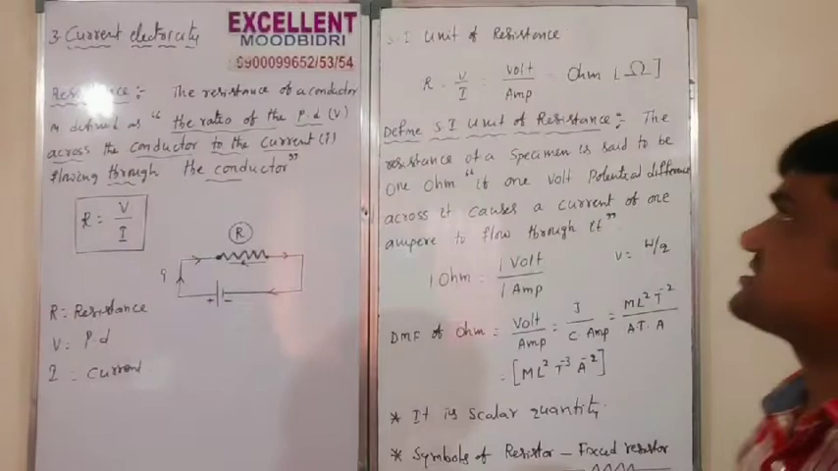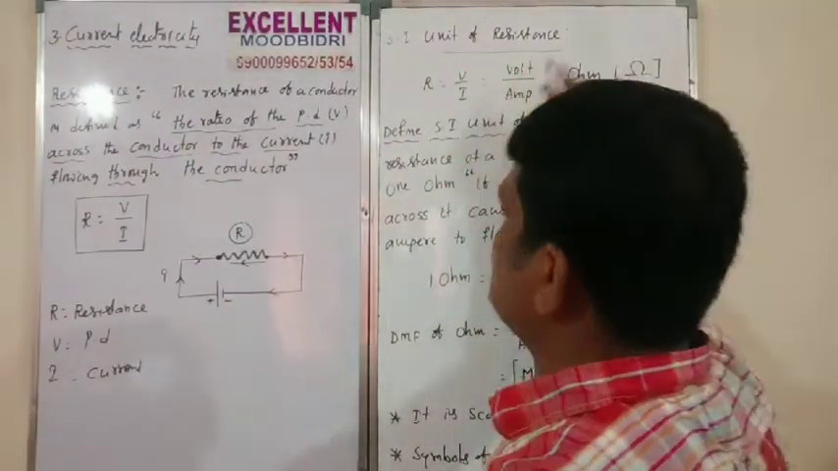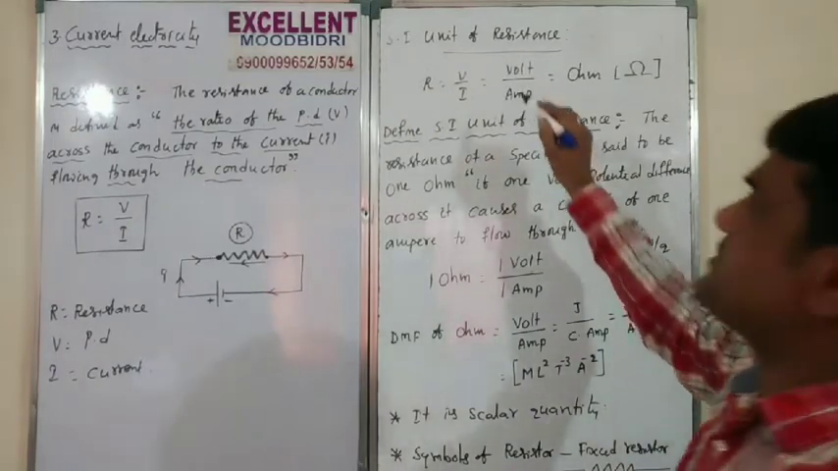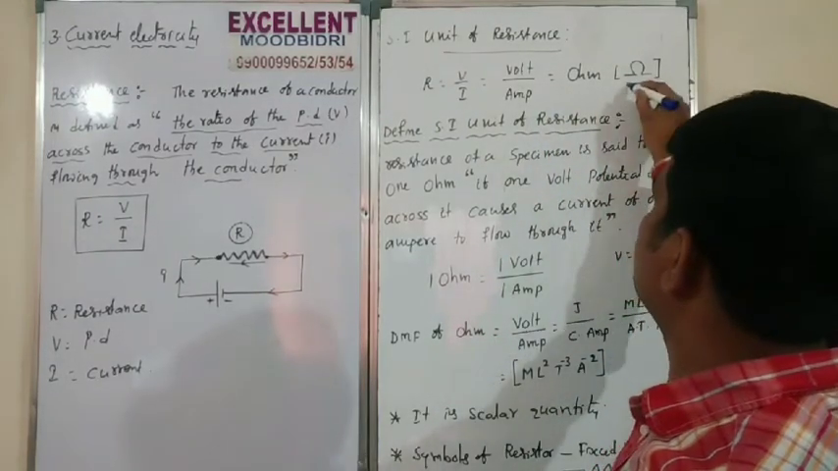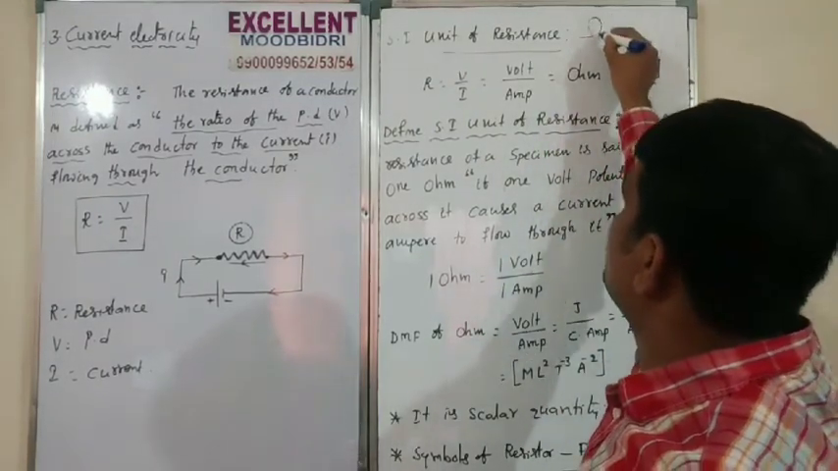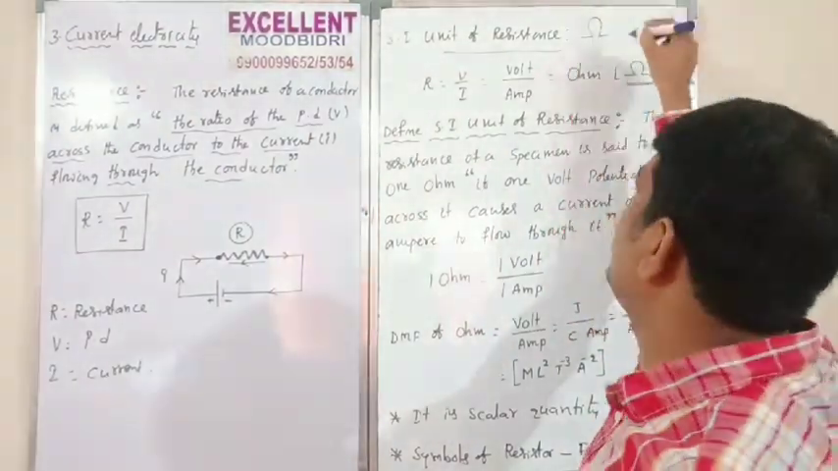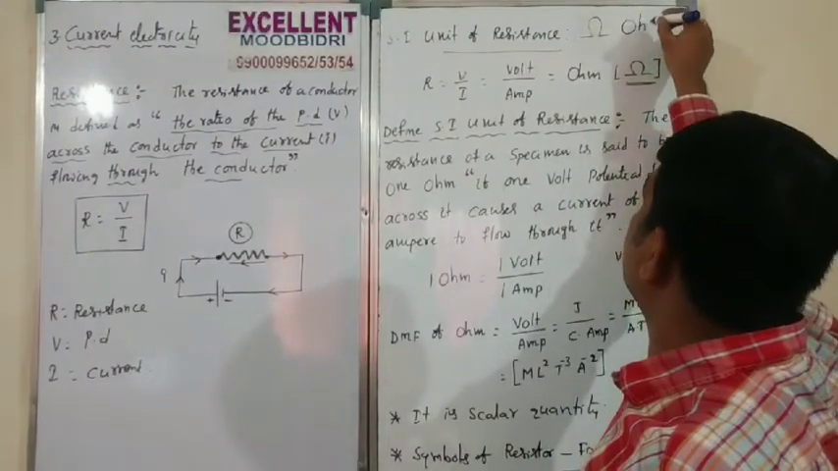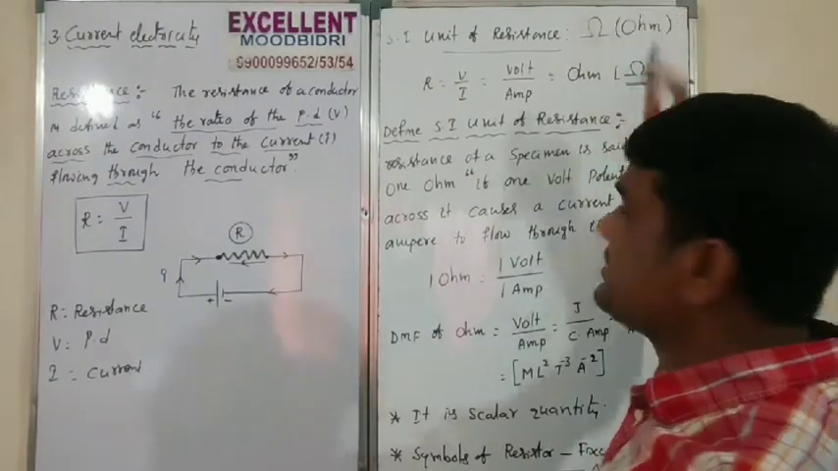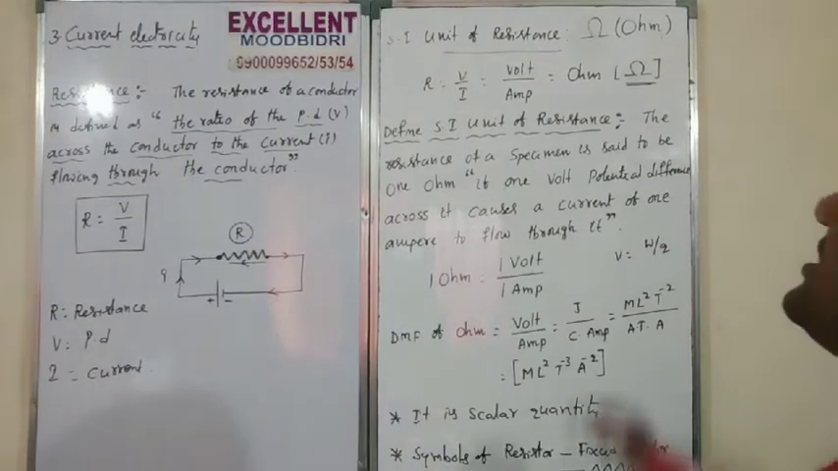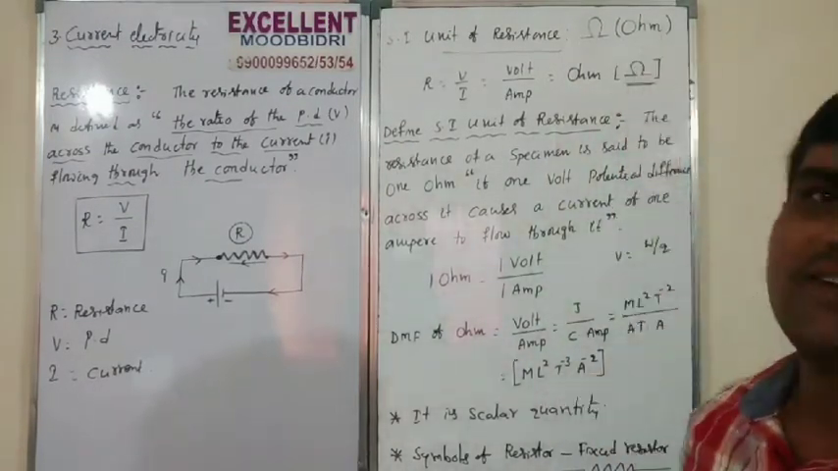Next, the SI unit of resistance. What is the SI unit of resistance? The SI unit of resistance is ohm. It is represented by omega, but we call it ohm. It is named in honor of Georg Simon Ohm, so in his name they have honorably given the unit ohm.